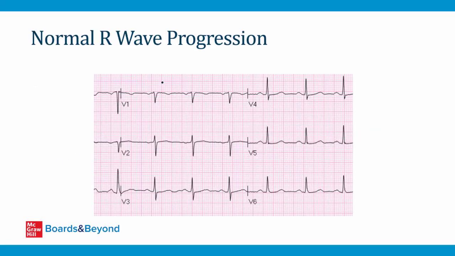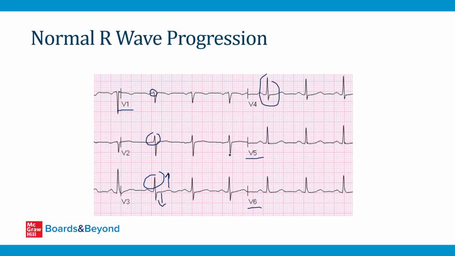So here's normal R wave progression. This is what the EKG should look like. So if we start in lead V1, we have a little tiny upward deflection, a very small R wave. The R wave gets bigger in V2, it's even bigger in V3, and now you can see that the R wave is taller than the S wave is deep. And then the R wave continues to get even bigger than the S wave as we go to V4, V5, and V6.